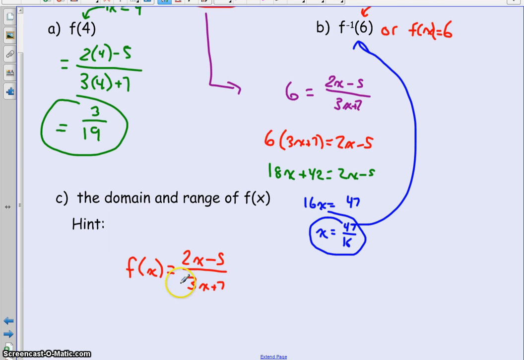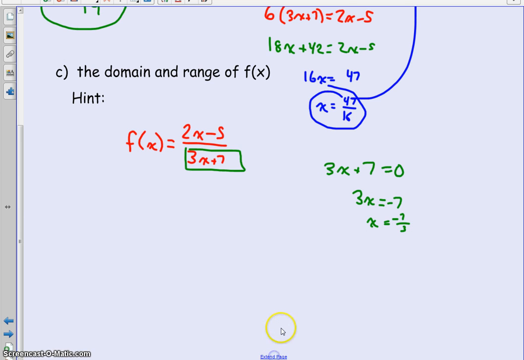We know that that denominator here, 3x plus 7, cannot be equal to 0. So what value of x makes that 0? Well, if we do some quick little algebra here, we wind up with x being equal to negative 7 over 3. Okay, and what that is telling me is that when x is equal to negative 7 over 3, the denominator is 0, so my domain is that x cannot be equal to negative 7 over 3. So that's one part done.